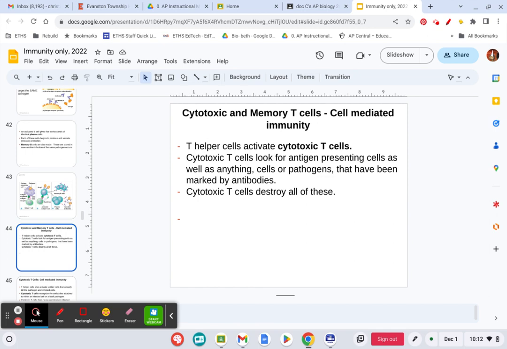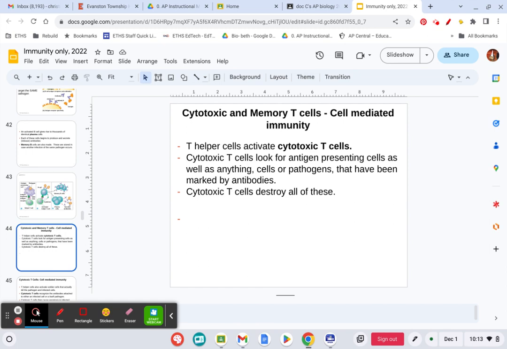So now we need to look at the other part of adaptive immunity, which is the cell-mediated immunity. We're going to look at the foot soldiers, so to speak, the ones that are going to go in and destroy any cell that has been tagged or marked by the antibodies. So T helper cells activate not only B cells, but also these things called cytotoxic T cells.